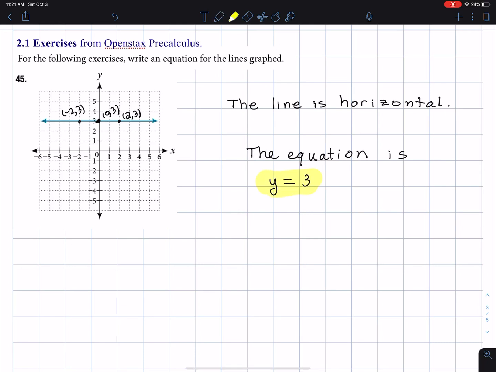That's the answer. Now, if you want to, this is more like an explanation. Another way to look at this is that if you look at the slope, it's rise over run. And so you could say, well, that's y1 minus y2 over x1 minus x2.